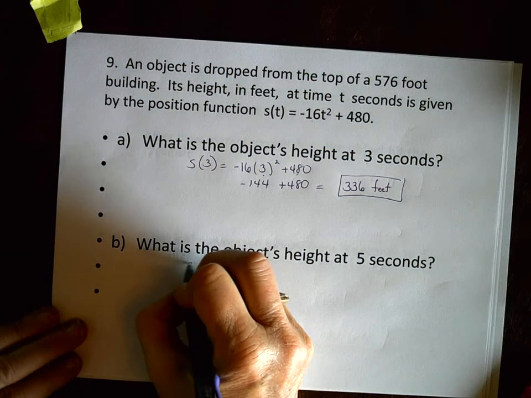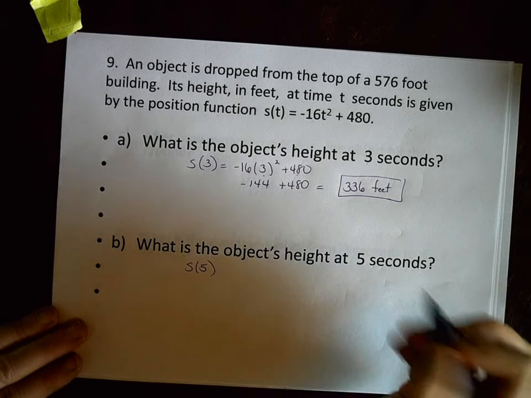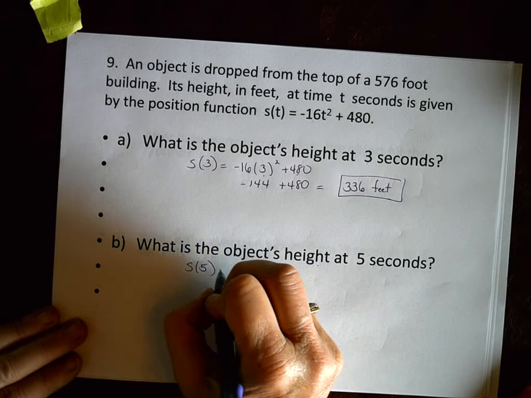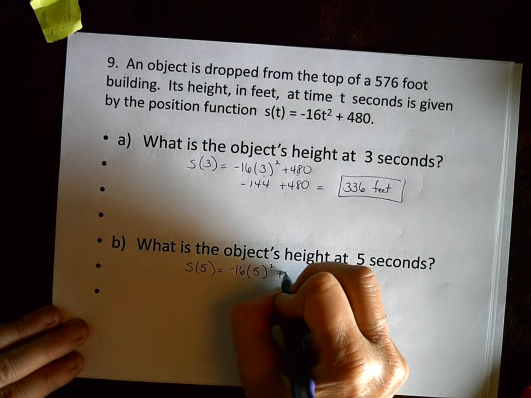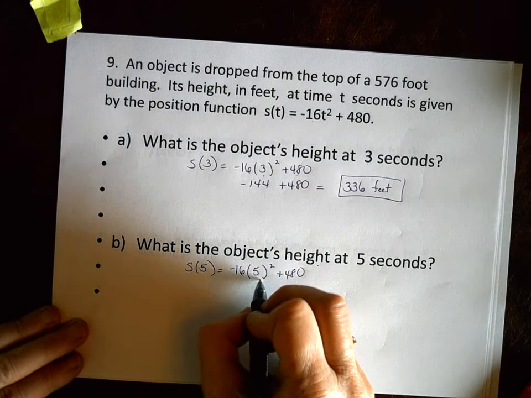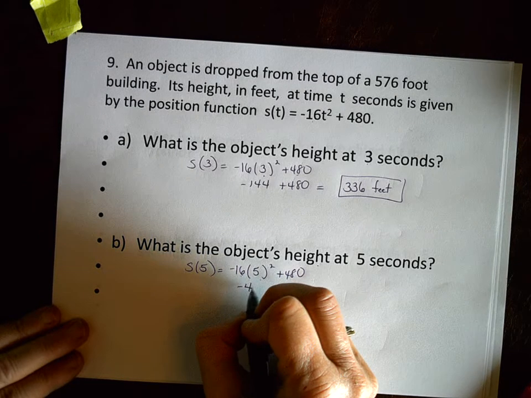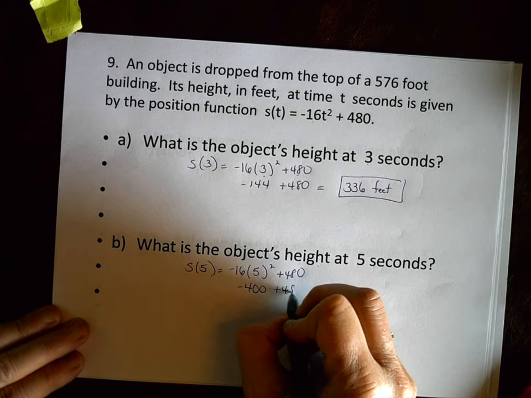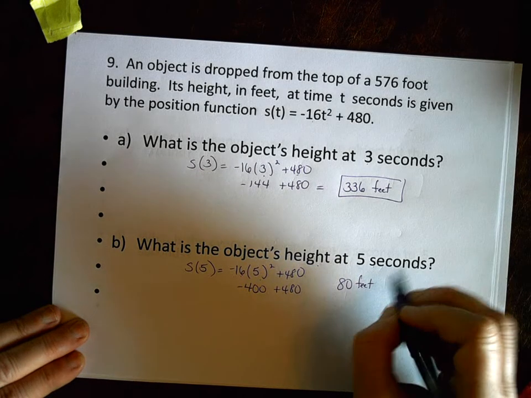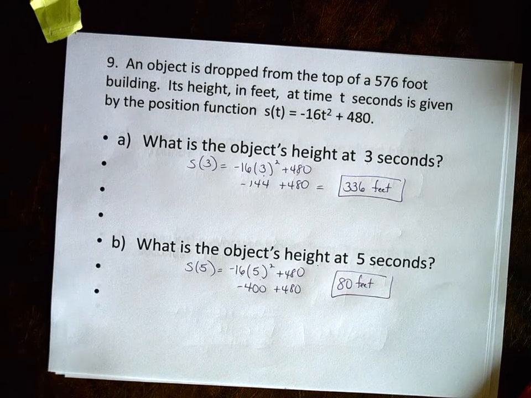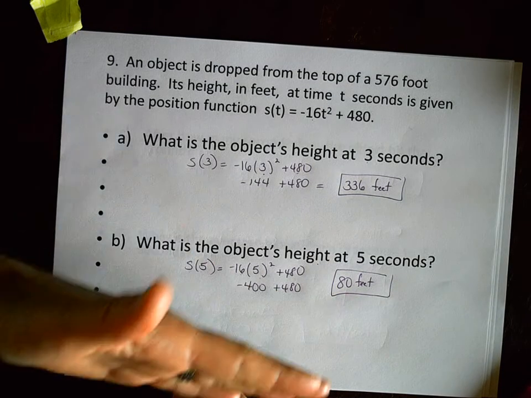So again, we're using the original function because it's asking us the object's height or position. Negative 16 times 5 squared plus 480. That's going to give you 25 times negative 16, which is negative 400 plus 480, 80 feet. Okay. So obviously sometime after this it hits the ground.